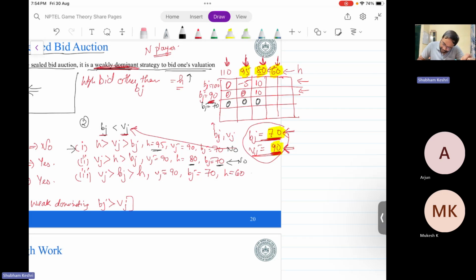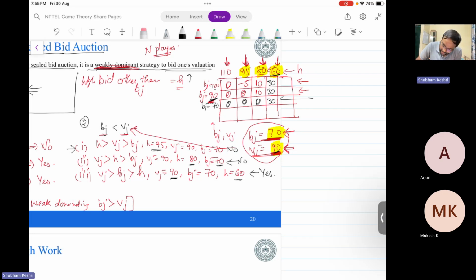Now, when he is bidding 70 and the highest bid of all the other players was 60, he is winning. Yes, and his utility will be 90 minus 60, which is 30, right? For all the other cases also you can see his valuation is 90 and bj is 100. So he is winning because h is 60 and he will get 90 minus 60. This is 30. Again, when he is bidding 90, his valuation is 90, the highest bid of all the other players is 60, then he will get 30. Okay, so we have filled this table.